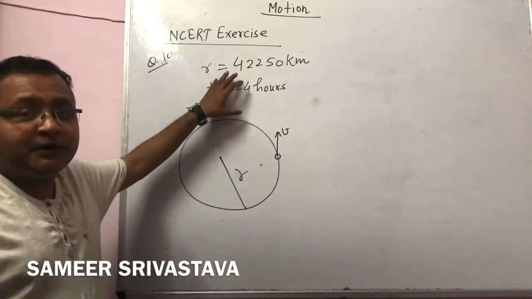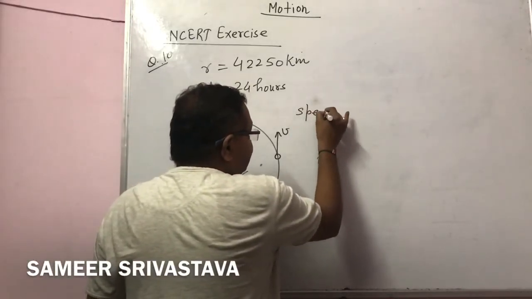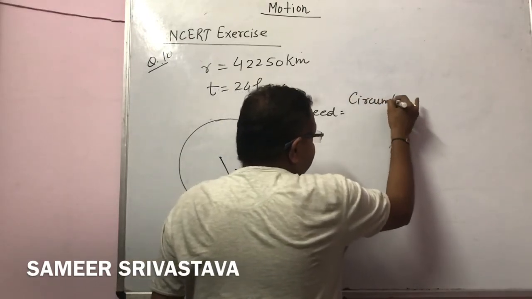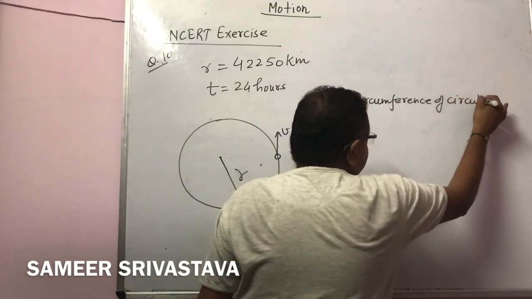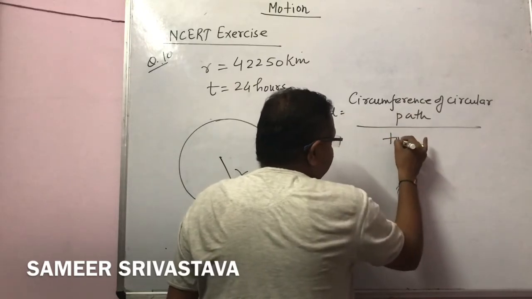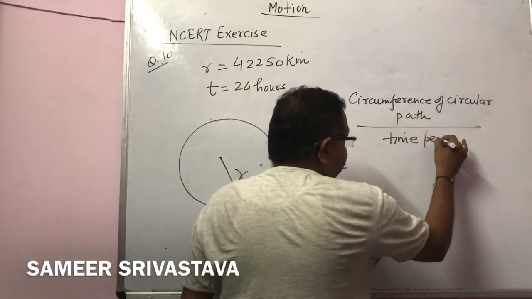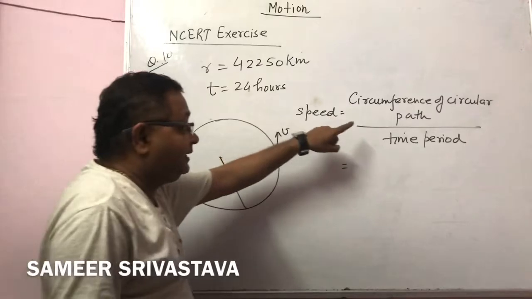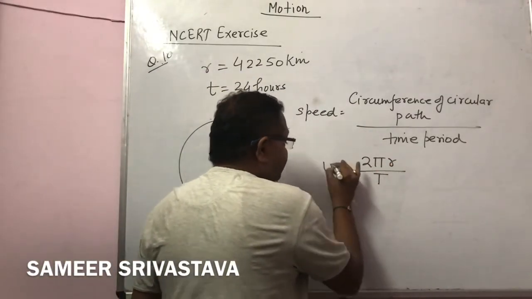As I told you earlier, in the circular motion, the speed formula is circumference of circular path upon time. Okay, time period. The time period to complete a one circular path is 24 hours and circumference formula is 2 pi r. So speed is 2 pi r upon t. This is the formula for speed.